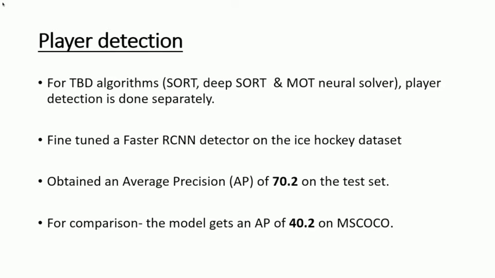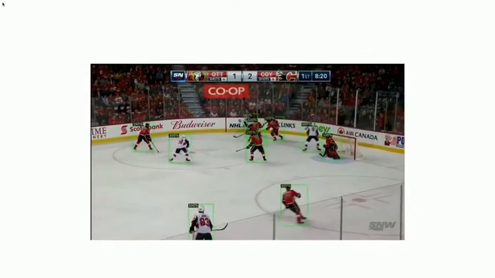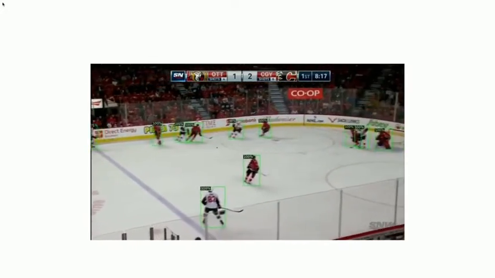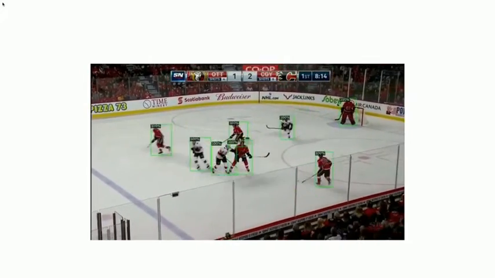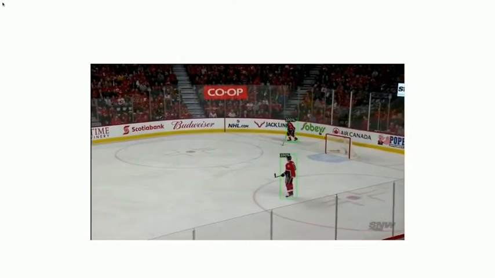So for this, we fine-tune a Faster R-CNN detector on the hockey dataset, and we obtain an average precision of 70.2 on the test set. So this is a very good detection performance, and in comparison, when this model gets tested on a famous computer vision dataset called MS COCO, it only gets an average precision of 40.2. This video shows the detection results, and as you can see, apart from some major occlusions between players, the results of the detection network are pretty good, as you can see these consistent bounding boxes over the players present on the ice rink.